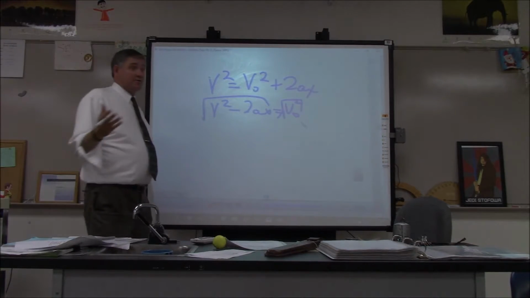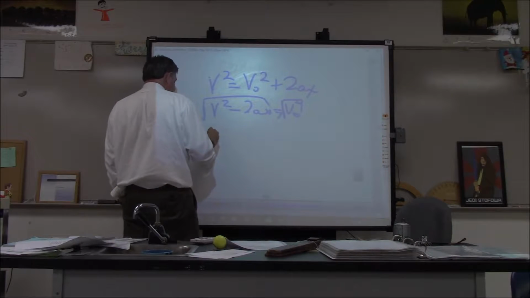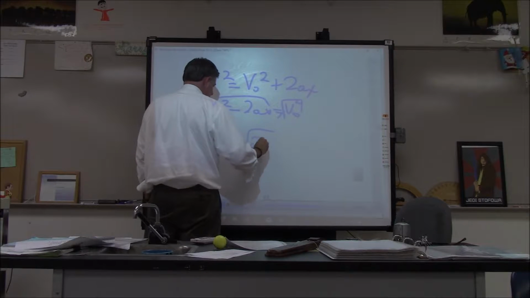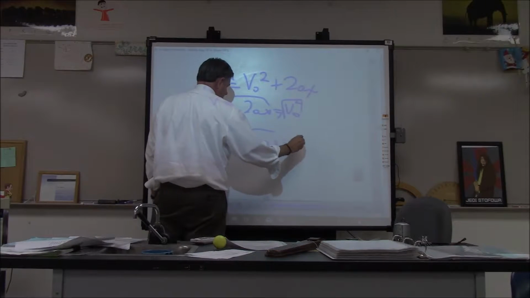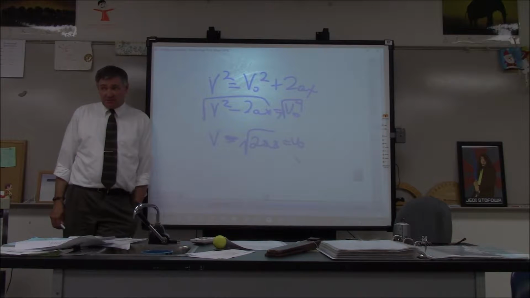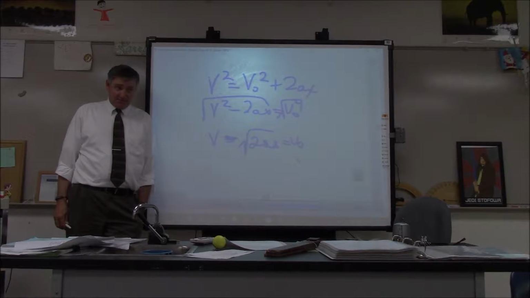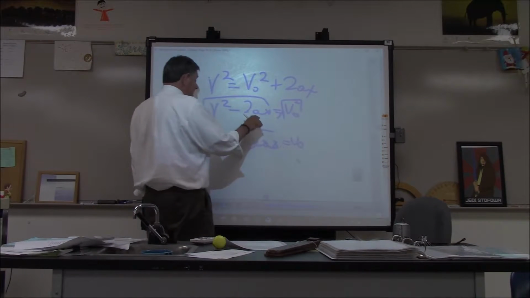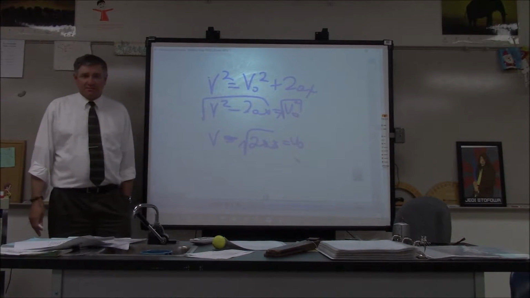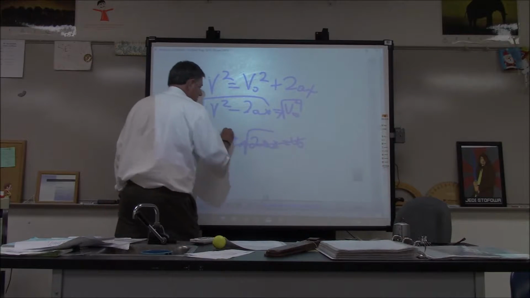Now here's the $1 million question. Can I write this as V minus the square root of 2ax equals V naught? No. Do not do this, okay? This is bad. Because this is being subtracted, you cannot just take the square root of that by itself and leave everything else. This whole thing has to stay together. So do not do this.